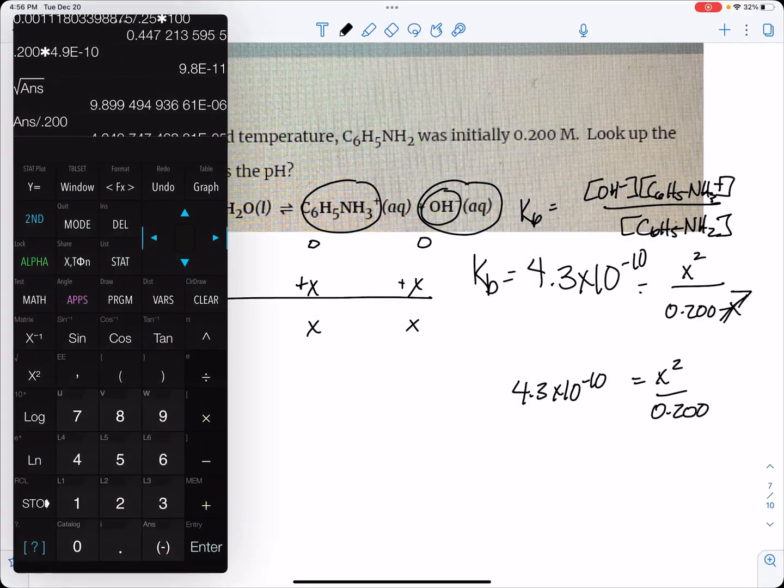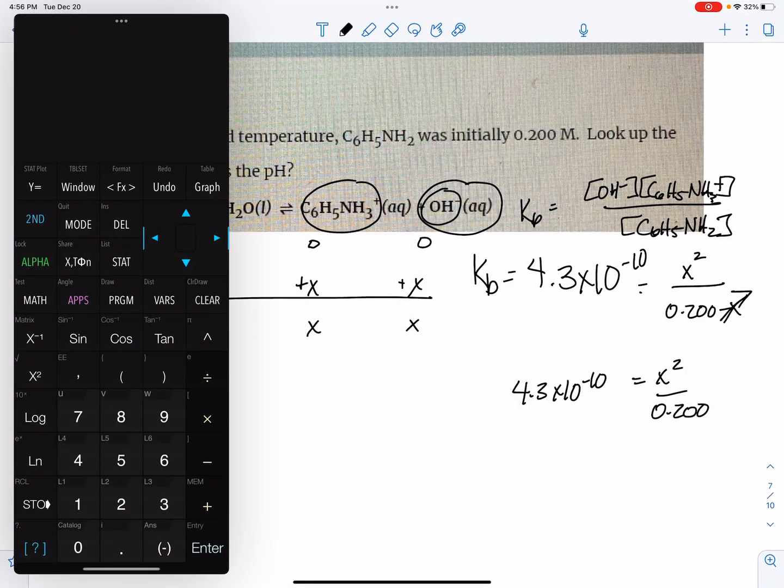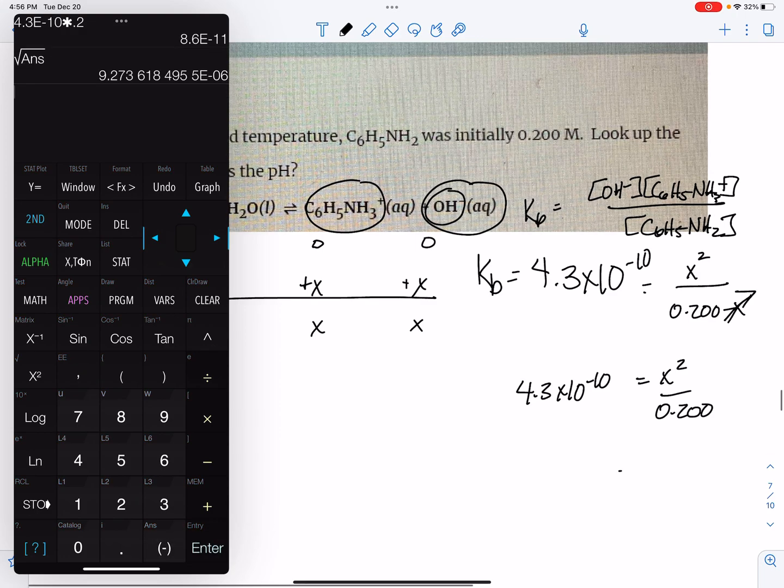I'm going to bring my calculator over. So I have 4.3 e to the minus 10th times 0.2. And I'm going to take the square root of that number. You could always go ahead and combine those steps if you want to, put it all in at once with the square root. Just make sure you get the same answer. 2.7 times 10 to the minus 6 is what I get for X.